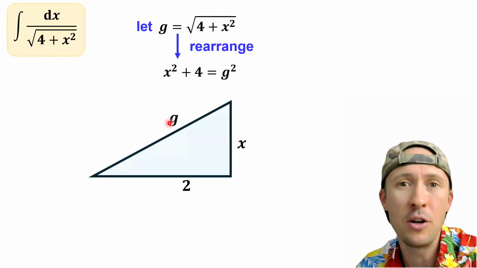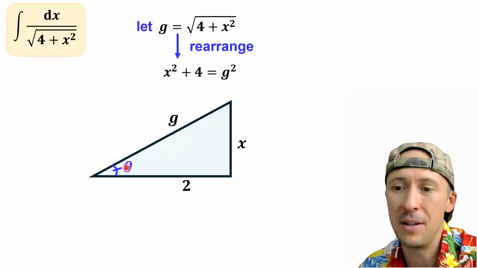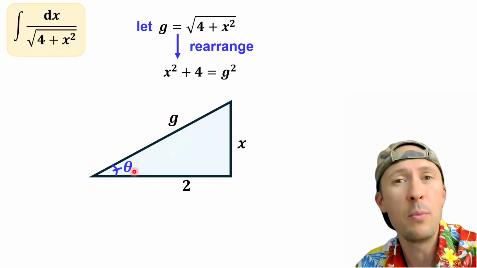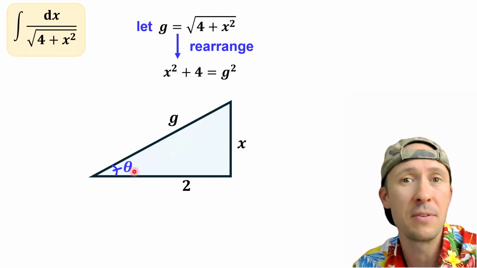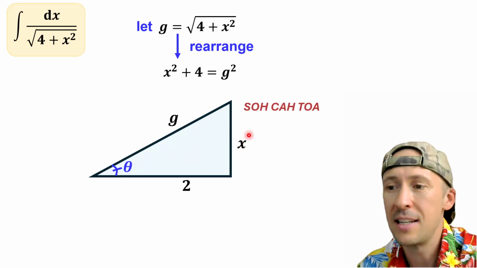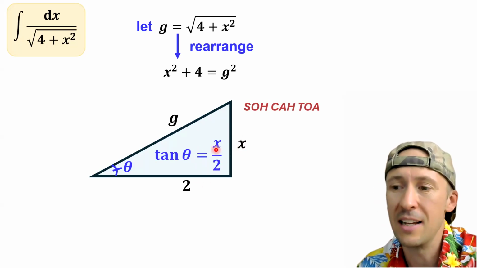g is our hypotenuse, and then 2 and x, those are on the sides. Doesn't matter which side they're on. And I'll pick one to be the theta. I put theta here. It could be here, but here's our theta. Now, at this point, we want to write theta in terms of x. So we're going to use tangent using SOHCAHTOA. Tan is opposite over adjacent, so x over 2. So that's theta in terms of x.